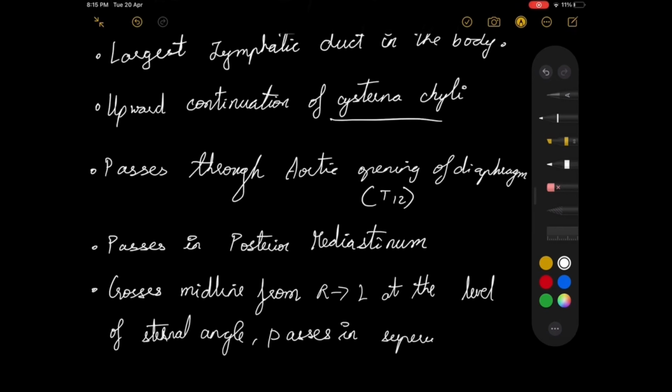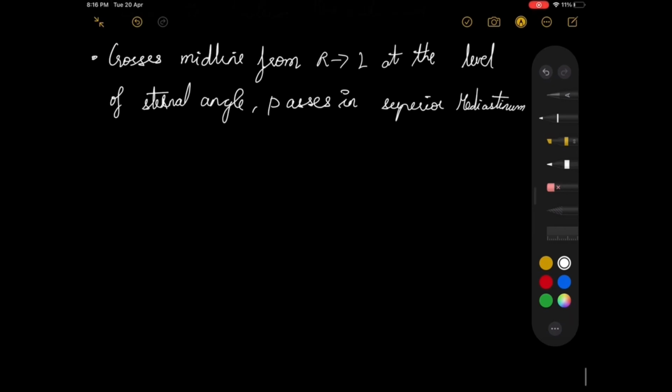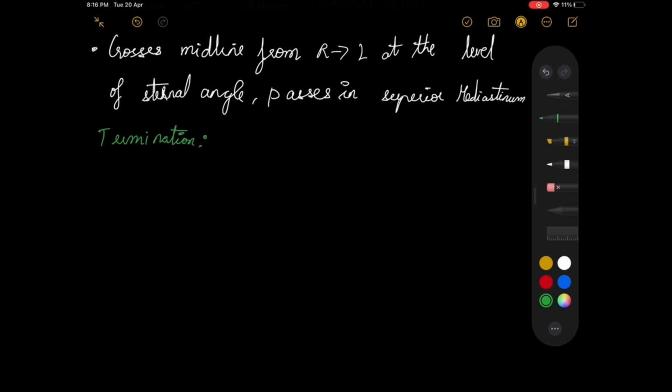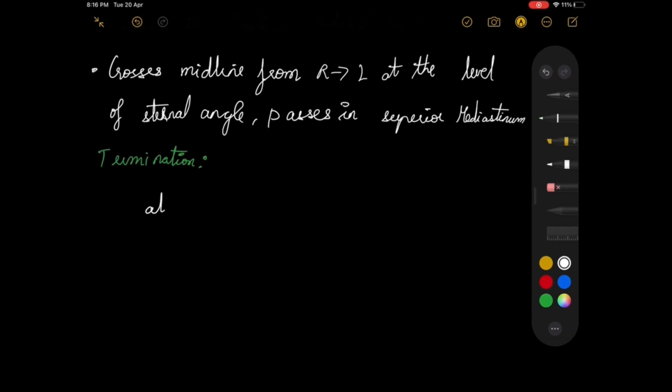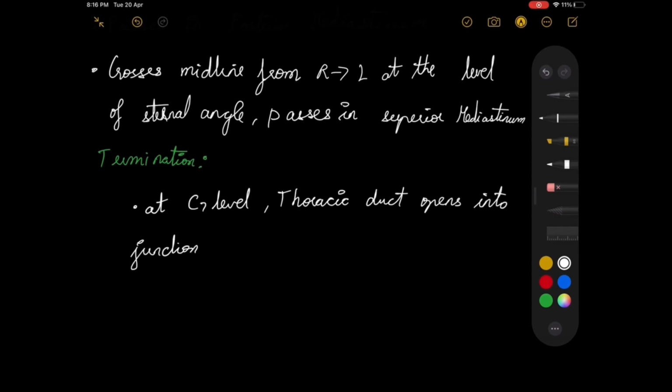And now on to the termination part. At the C7 level, the thoracic duct opens into the junction between the internal jugular vein and the left subclavian vein, or into the brachiocephalic vein directly.